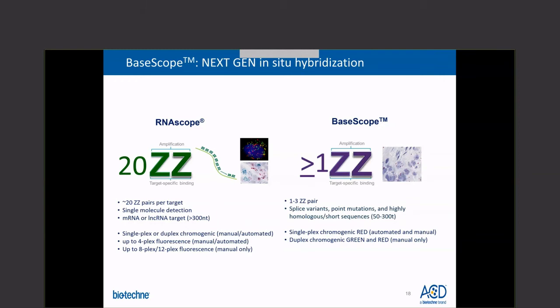Detection with RNAscope can be chromogenic or fluorescent, whereas BaseScope is available as a chromogenic single-plex assay with fast red detection and as a chromogenic duplex assay with fast red and green chromogen detection. RNAscope can be performed manually or by automation, whereas currently only BaseScope single-plex is available on the automation platform. Please note that BaseScope probes are designed differently, so they cannot be combined with RNAscope reagents, and vice versa. RNAscope probes too cannot be combined with BaseScope reagents.